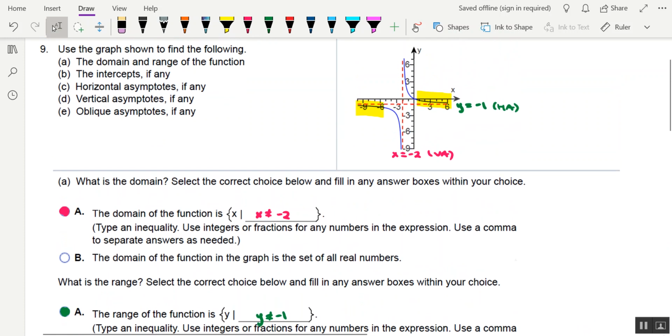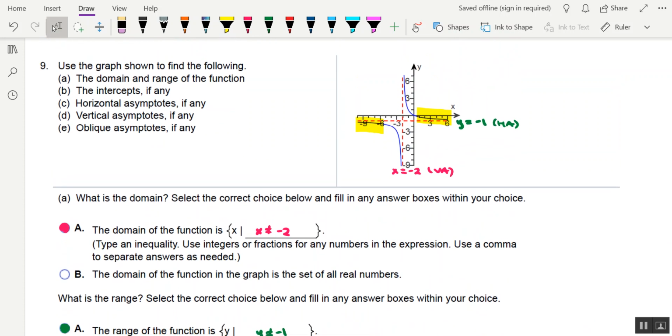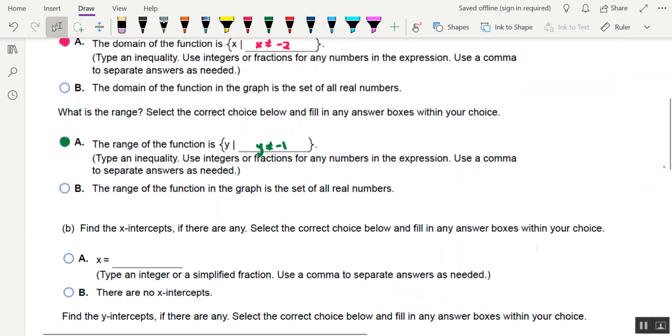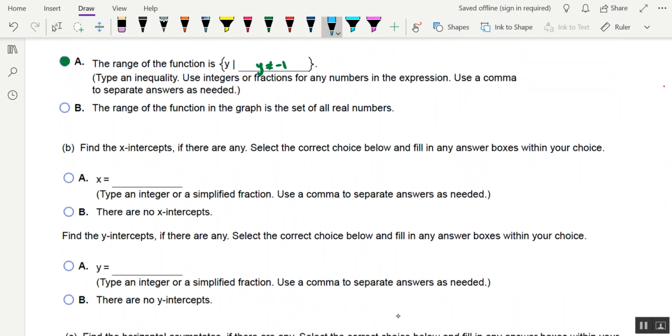Part B wants us to find the intercepts, so that includes both the x and y intercepts. It appears as though there's just one of each, and that would be at the origin, 0, 0. There's nowhere else where I'm seeing the graph crossing the y-axis nor the x-axis. So the x-intercept is at x equals 0, the y-intercept is at y equals 0. So for part B, we'll select option capital A. We'll write x equals 0. And then we'll select option capital A again and write y equals 0 for the y-intercept.